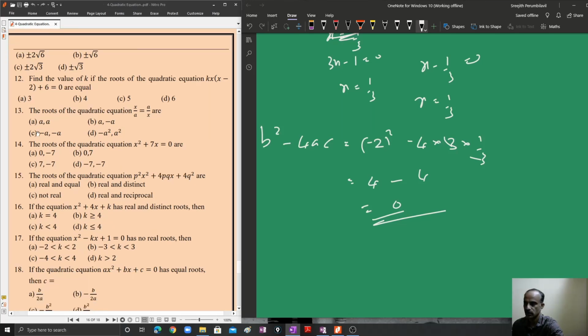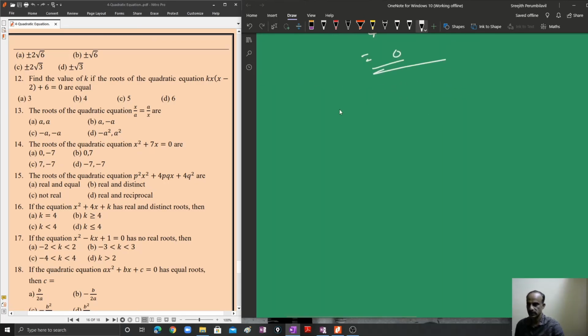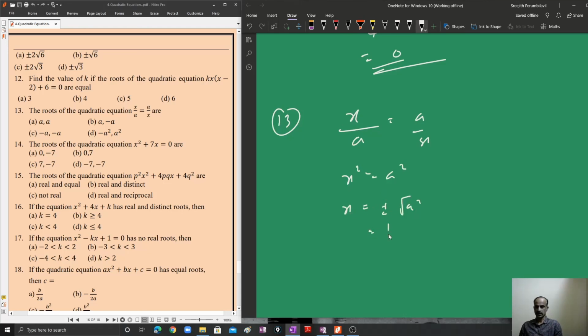Find the roots of the quadratic equation. Question number 13. Find the root of the quadratic equation. X by a is equal to a by x. X square is equal to a square. X is equal to what? Plus or minus root of a square, plus or minus a. That means plus a and minus a are the roots of this quadratic equation.